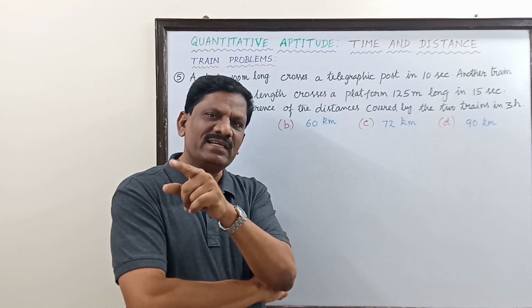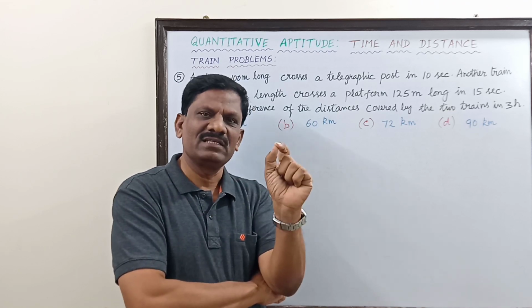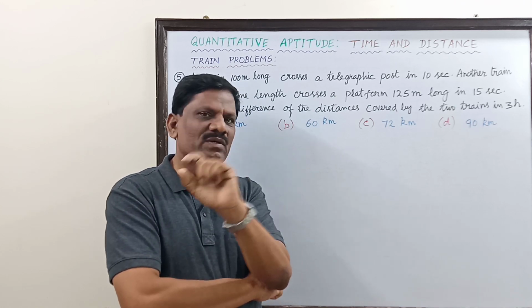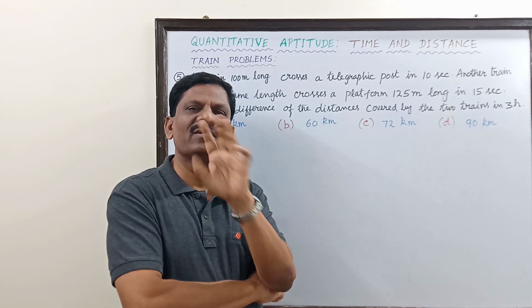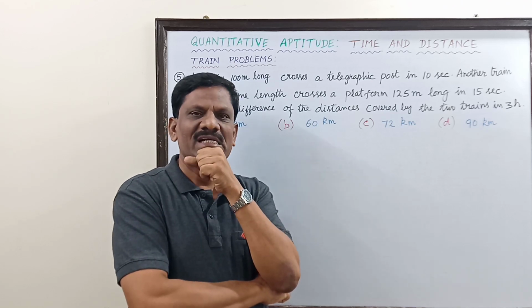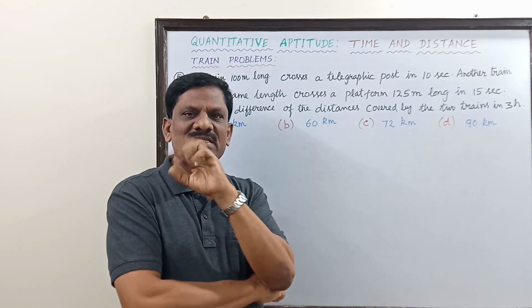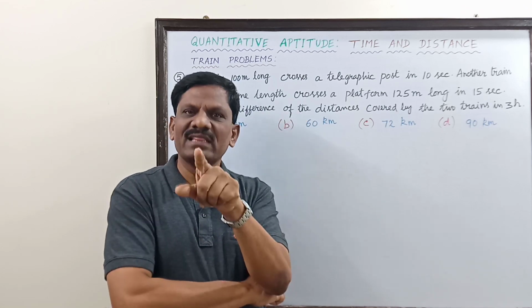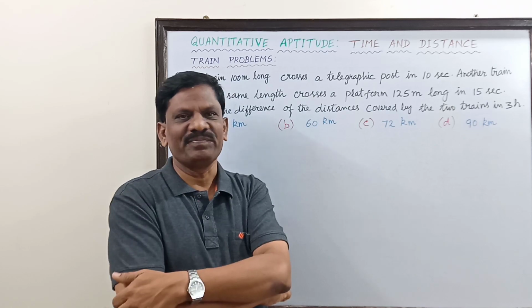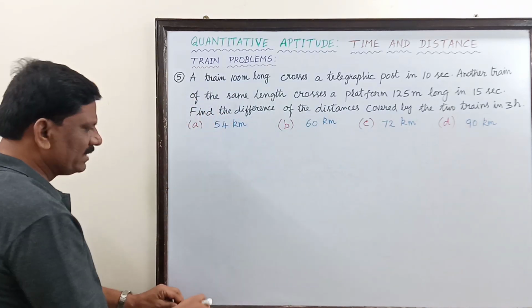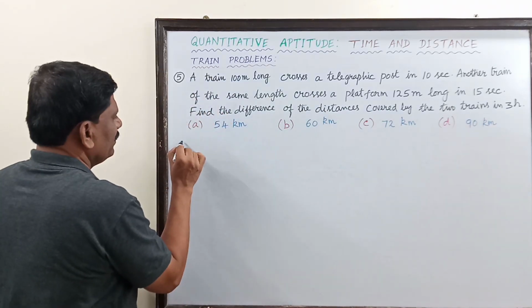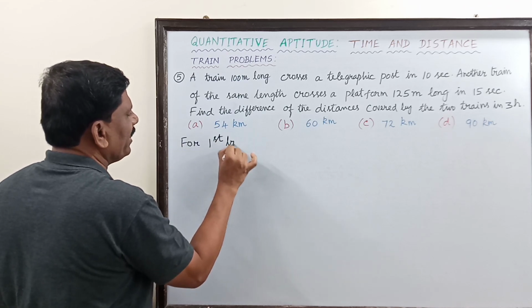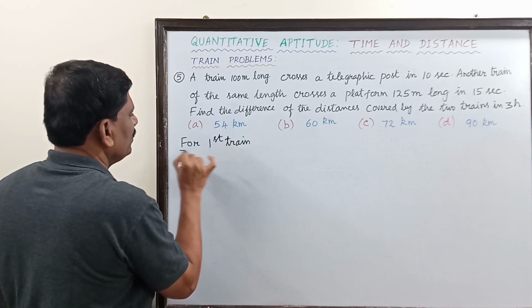But the first train is crossing a point object because telegraphic post is a point object. So distance travelled by the first train is equal to the length of the train itself. Whereas the distance travelled by the second train is equal to the sum of the length of the second train and the platform. So we will do the sum in 2 steps.